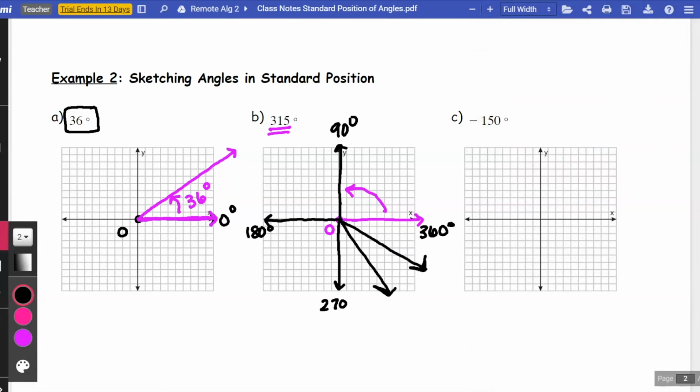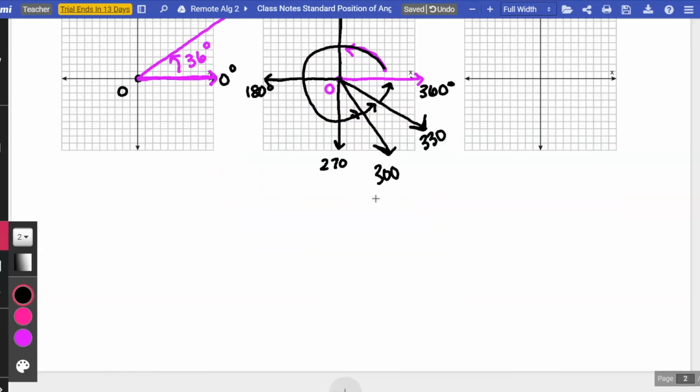So this angle here, I'm going to erase. Well, no, actually I'm not. Okay. So if I went all the way around here, this would be 300. If I went to this terminal side, I'd have 330. And then if I went here, I'd have 360. So I know 315 is between 300 and 330. And it's actually exactly halfway in between.